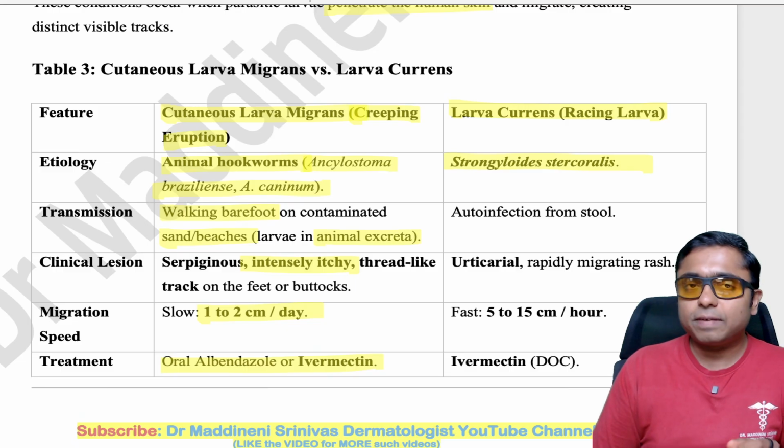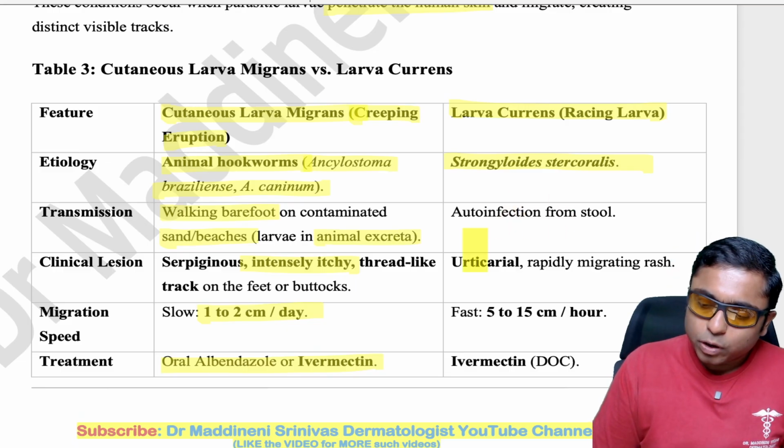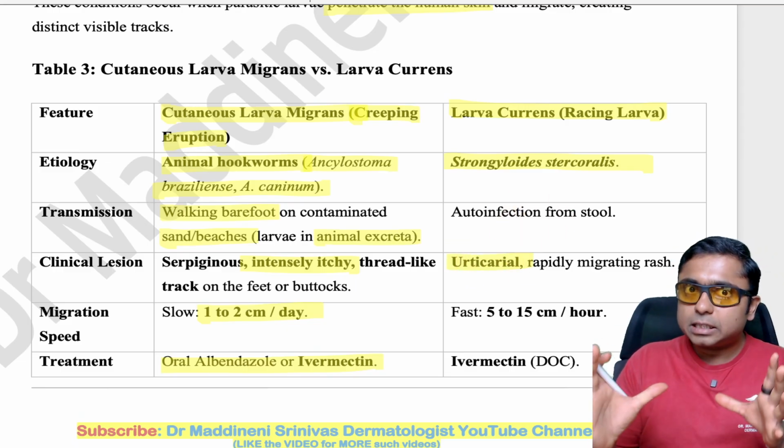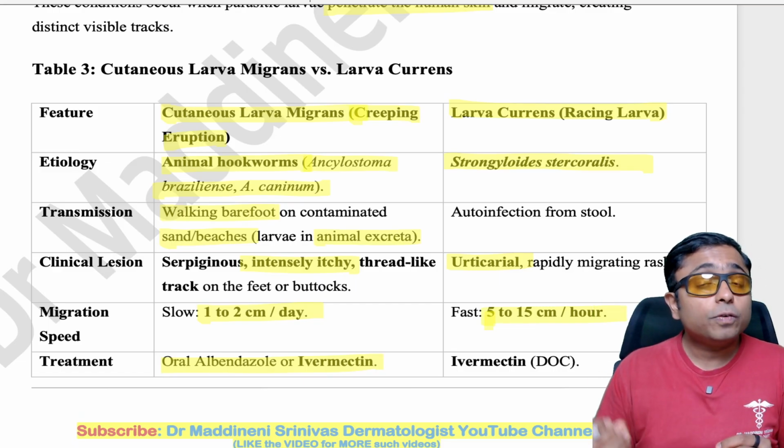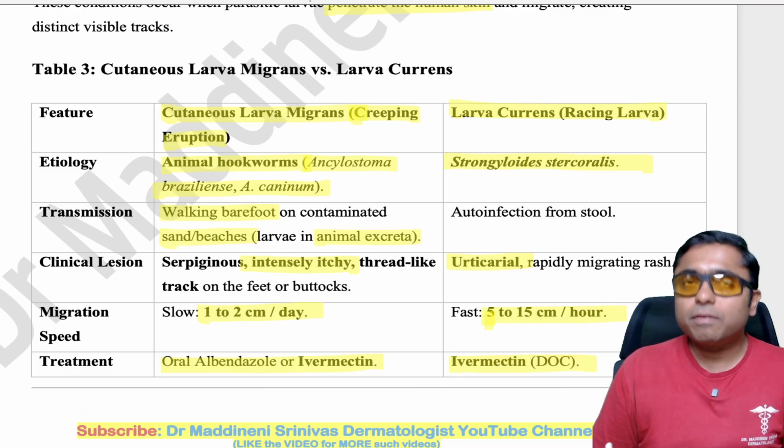Whereas in the case of larva currens, the etiological factor is Strongyloides stercoralis, because of which there are going to be urticarial lesions produced all over the body, because the spread is very rapid, 5 to 15 centimeters per hour, and ivermectin is the drug of choice in this case, right?